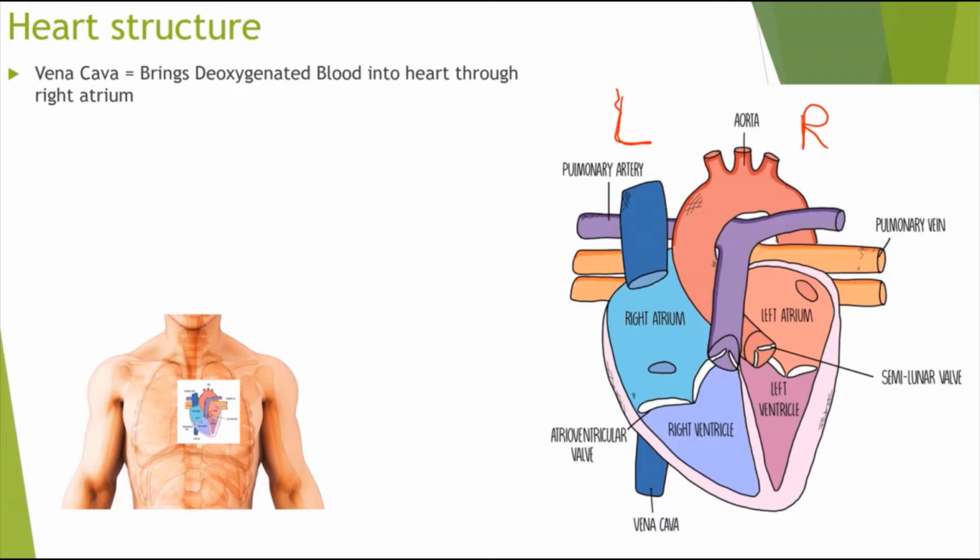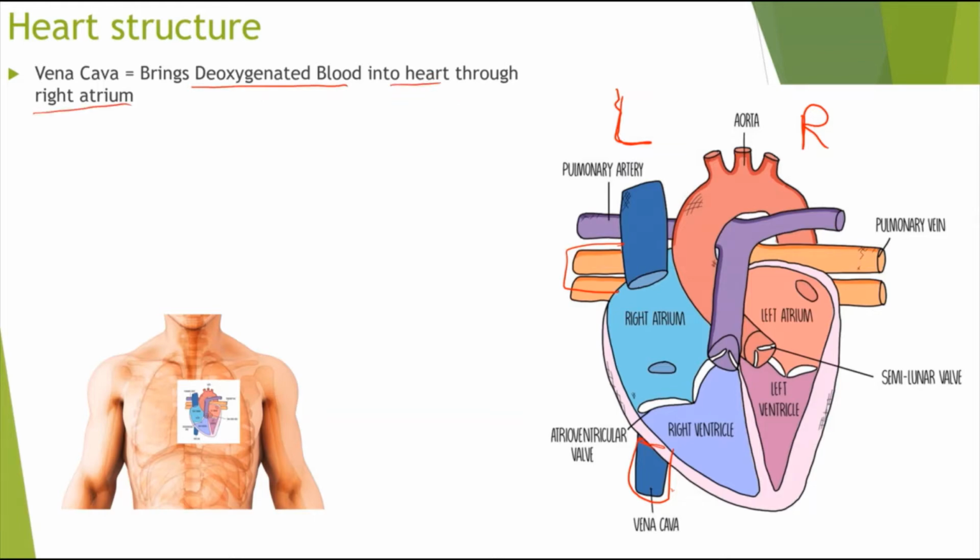Okay, so now if we talk about how blood would enter the heart, if we're talking about the right side of the heart, this would be the left in the diagram. So we talk about the vena cava. We have two types of vena cava. One is the inferior vena cava, which is located near the bottom, and one is the superior vena cava, which is located near the top. You just need to remember that the vena cava brings deoxygenated blood into the heart through the right atrium.